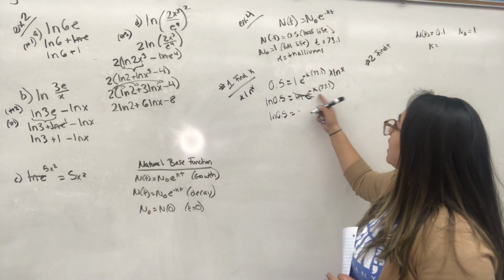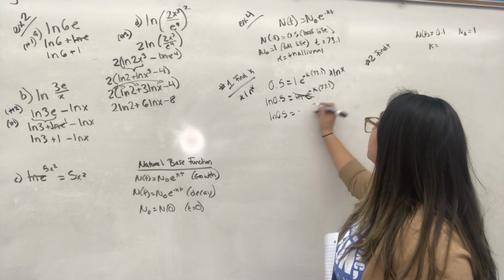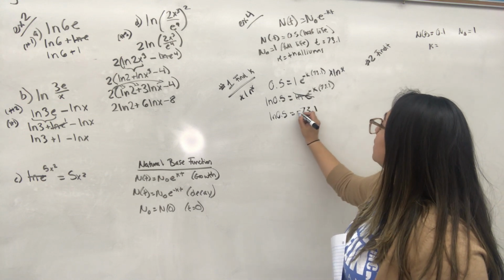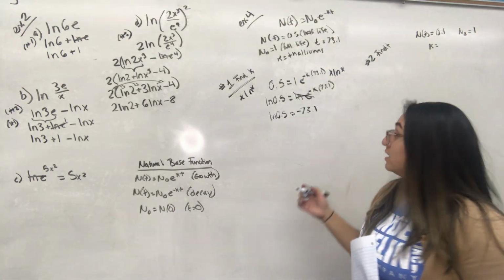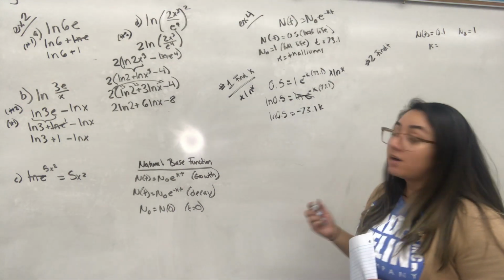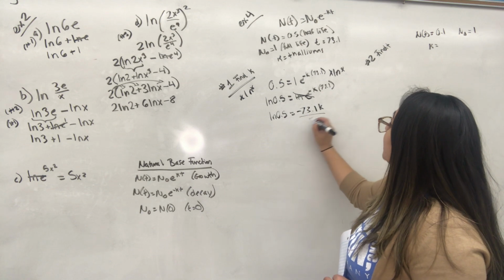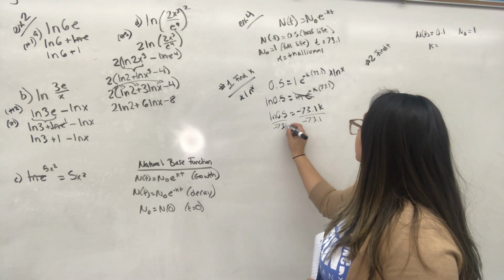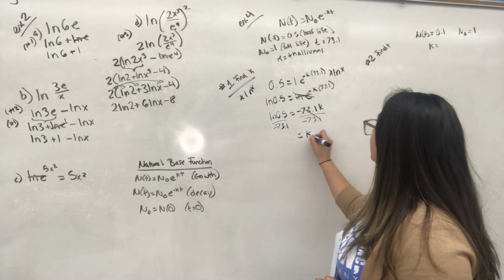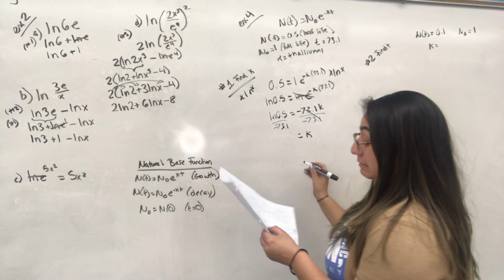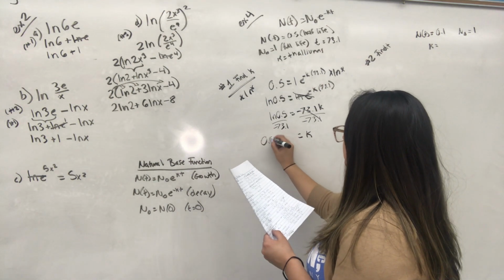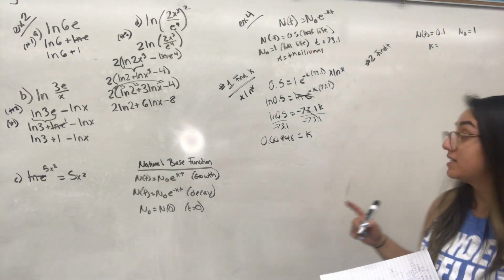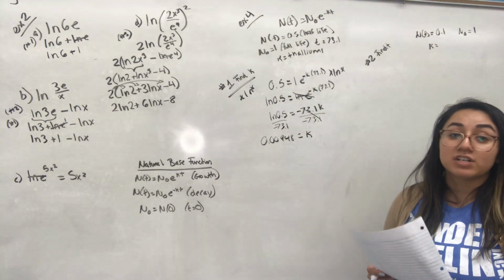We end up with negative k times 73.1, so we get negative 73.1 k. Now we have to solve for k. We divide both sides by negative 73.1, and we end up with k being equal to 0.00948. Take the log of both sides, and then after that, you find your constant.